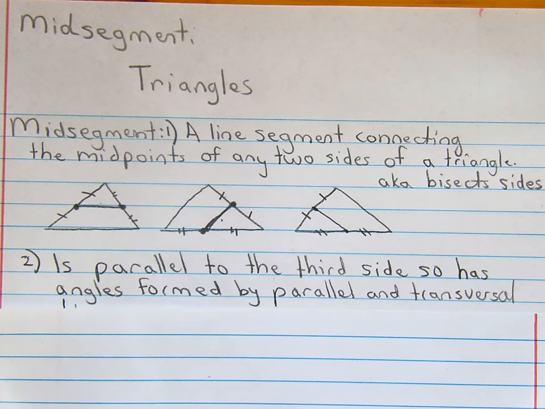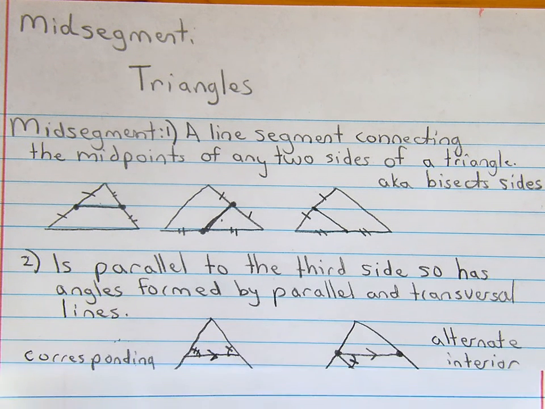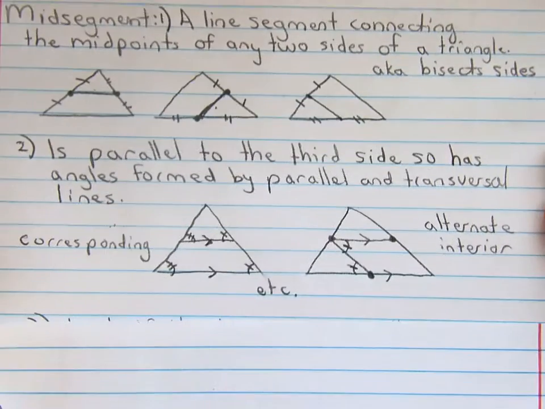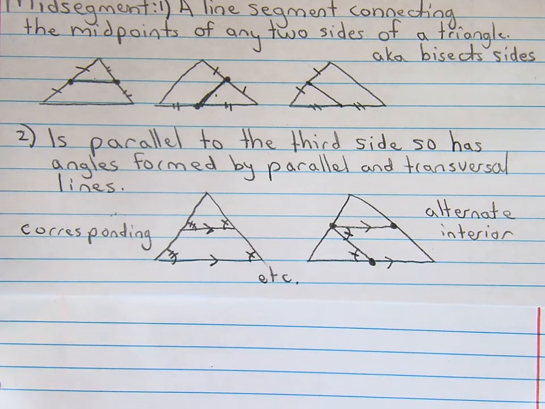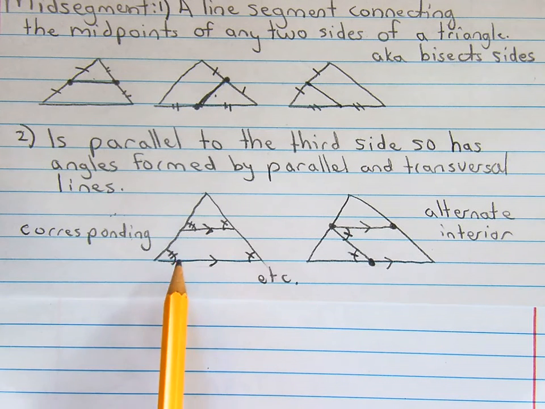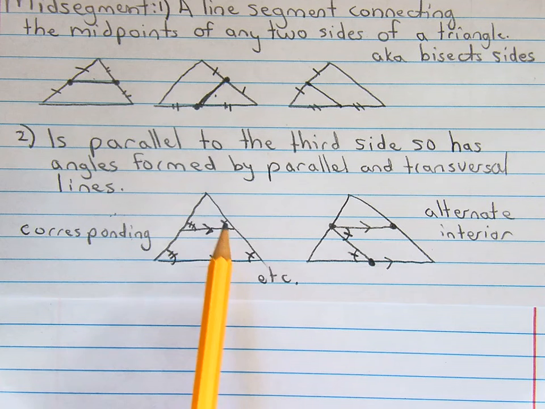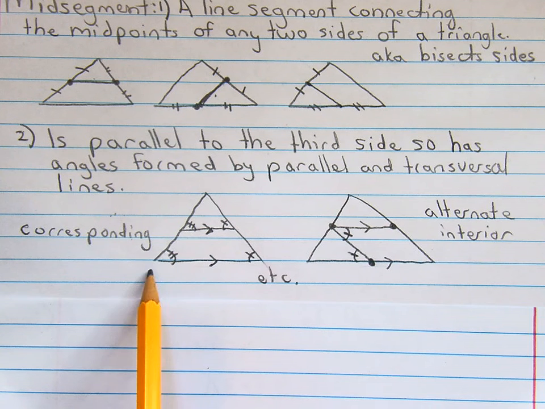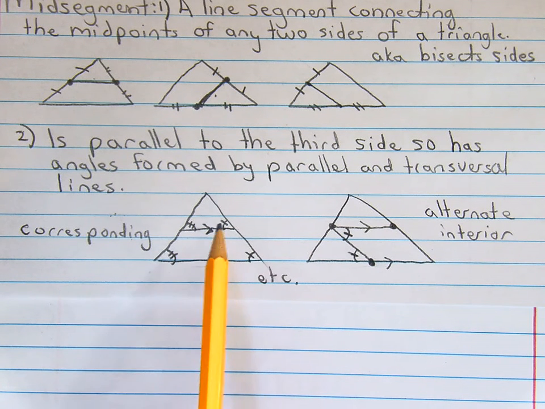So the second bit of important information when it comes to mid-segments is that it is a line that is parallel to the third side. So it has all the angles formed by parallel and transversal lines. So it is parallel, and since it's parallel, you might see things like corresponding angles would apply, because technically this becomes a transversal between parallel lines. This is a transversal between parallel lines, and there you go.